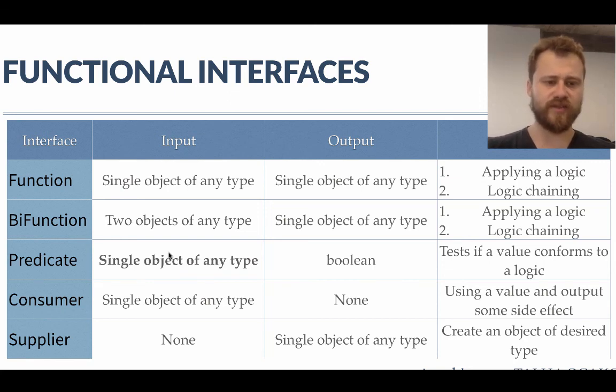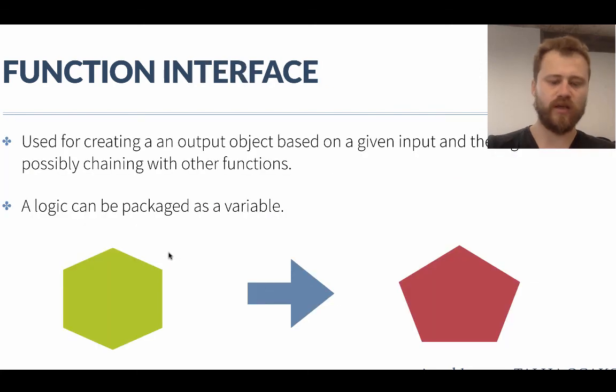And the other interface is Supplier. Again, its name implies that it supplies some object, so you get no input but you supply an object. We use the Supplier interface to create an object. For instance, if you create an object with the new keyword inside the single function of the Supplier interface, you may create an object of the desired type, so that means you supplied some object. In the next video, we will talk about the Function interface.